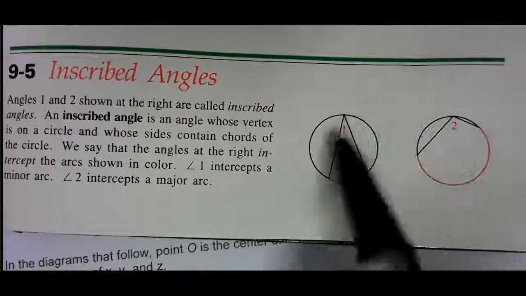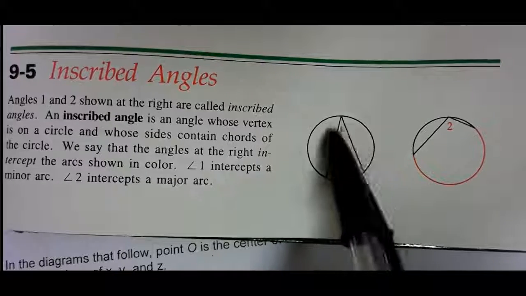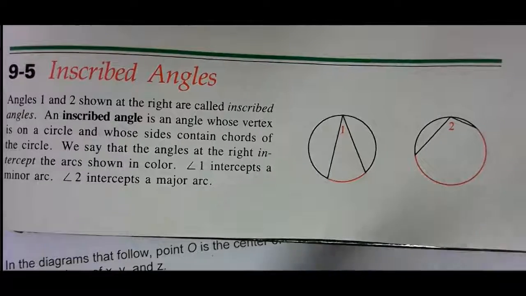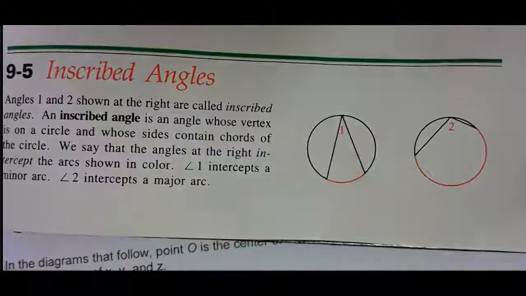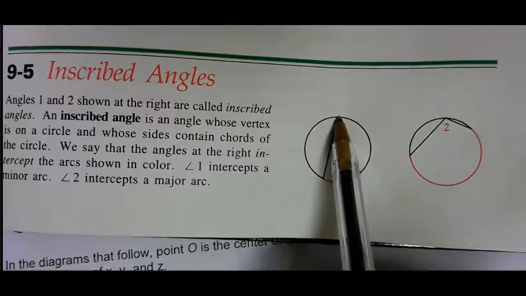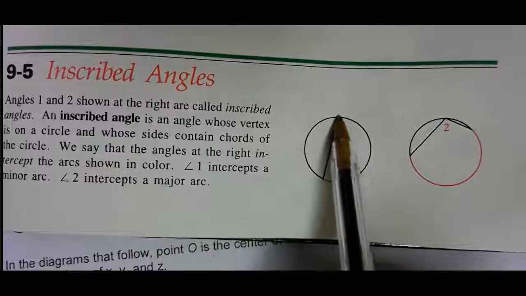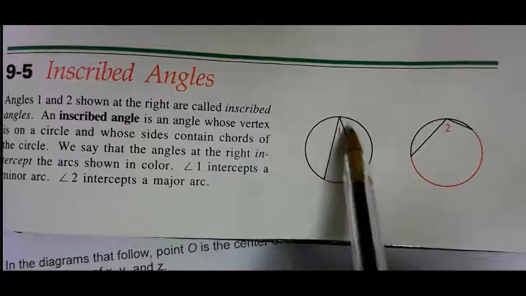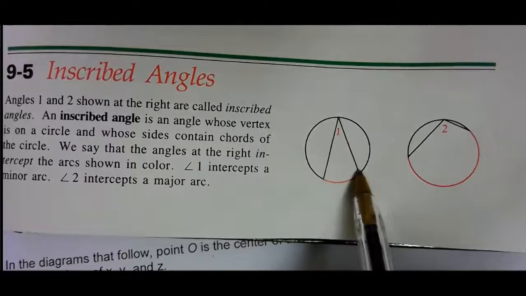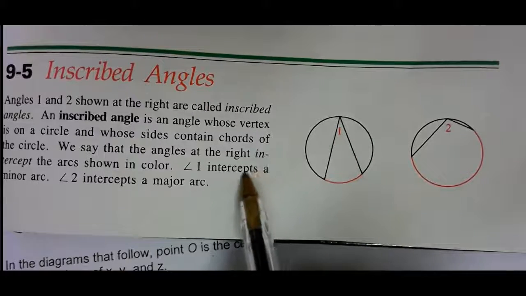Inscribed angles are angles whose vertex is on the circle. So the vertex of angle 1 is a point on the circle, and the two sides are chords. Chords run from one end of the circle to another end. The two sides are each chords, and this angle is inscribed.